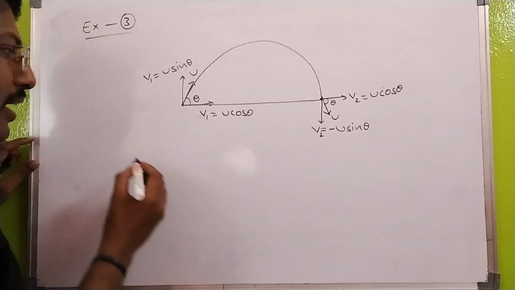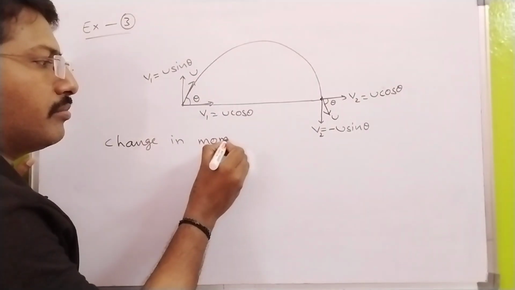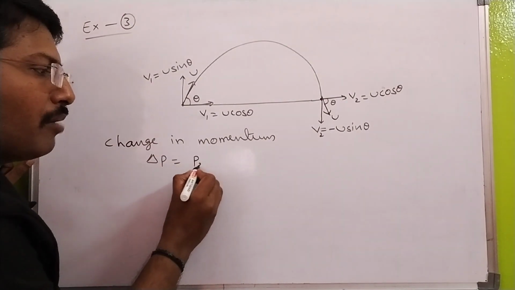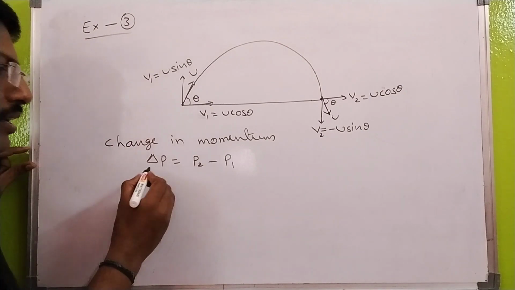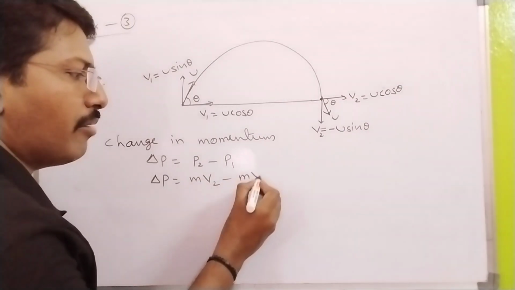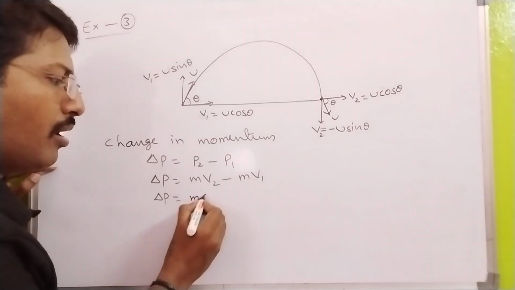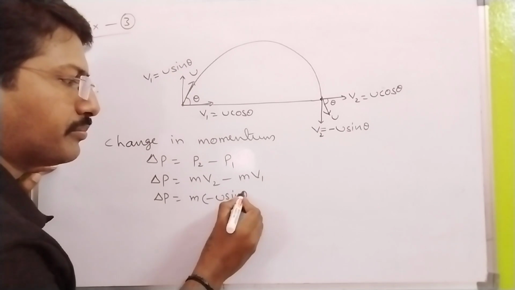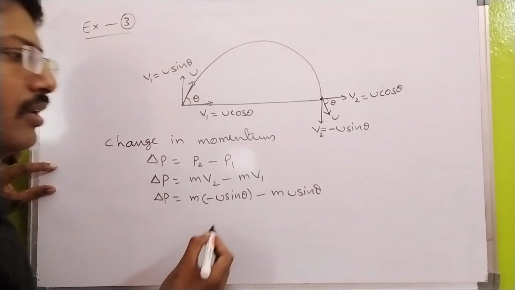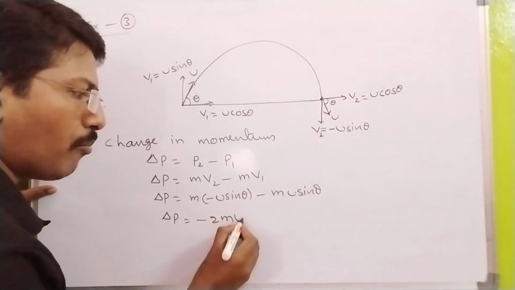Okay. Now they are asking for the change in momentum. So delta P equals, what is the formula? P2 minus P1. I take magnitudes only. So delta P is equal to m v2 minus m v1. So this can be written as m times minus u sin theta, minus m times v1 value, u sin theta. So if you add minus and minus, this value is minus 2 m u sin theta.